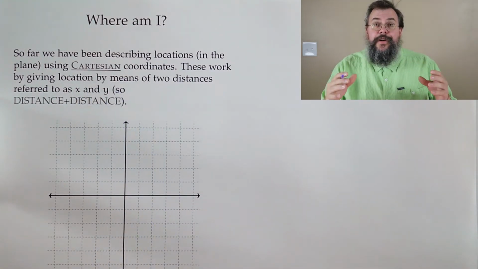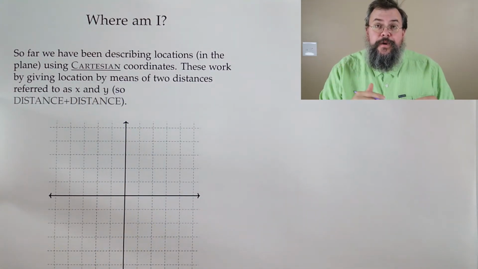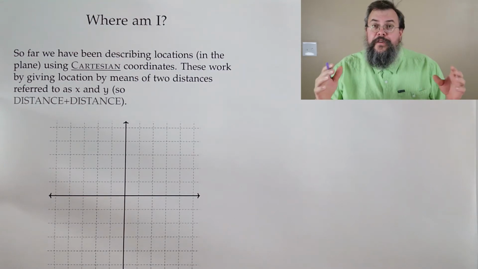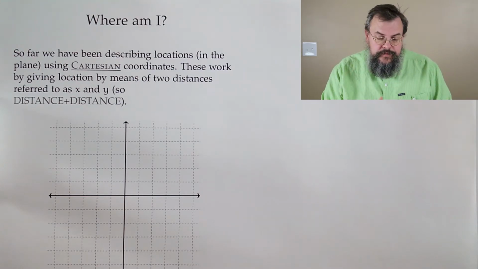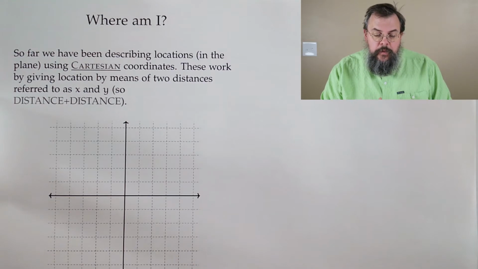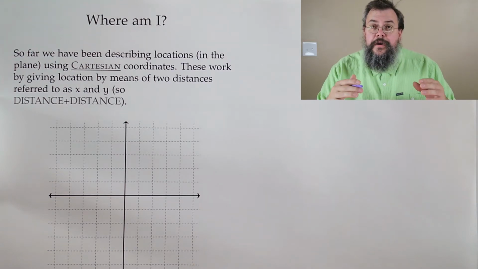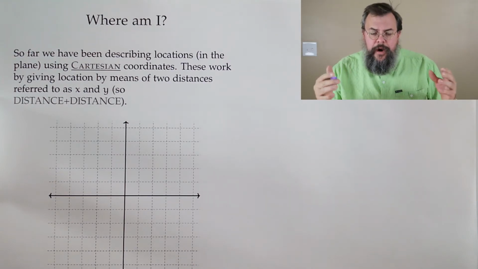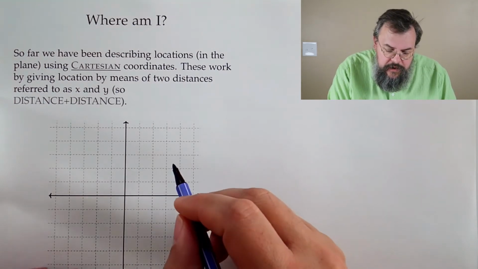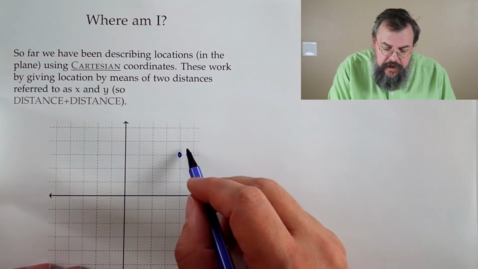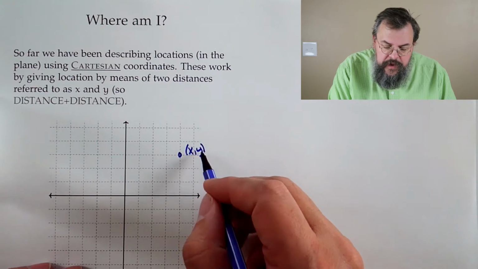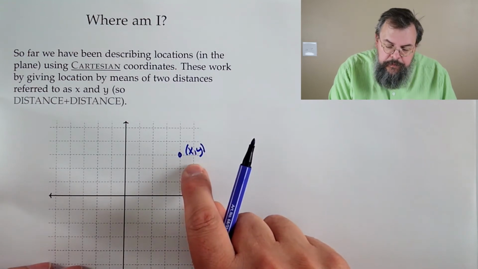It's named after René Descartes, who was a sort of philosopher, mathematician. And how does it work? Well, we kind of know how it works, right? You have an x coordinate and a y coordinate. So here's a point somewhere out here, x comma y. Well, what does it mean, though?